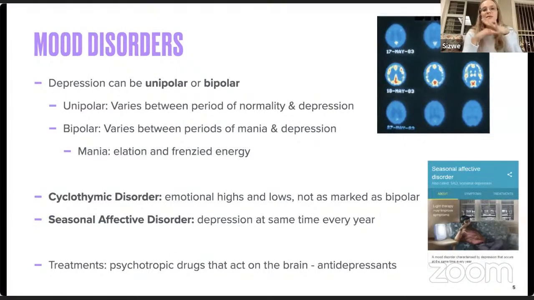Depression then can be unipolar or bipolar. Unipolar is when you're feeling normal and fine, and then you have a bout of depression. Whereas bipolar is when you're having depression and something called mania, which is basically the opposite of depression, if we can think of it like that. Mania is elation and frenzied energy. So it's high mood. You don't feel like you need to sleep. You have a lot of ideas going through your head. You're very motivated and ambitious all of a sudden.